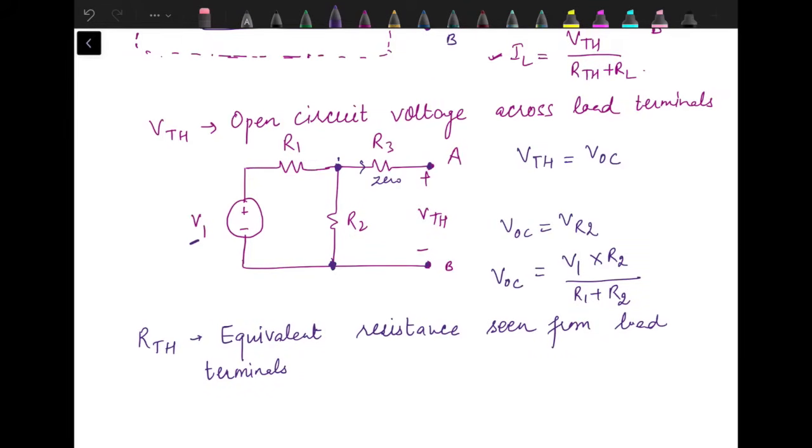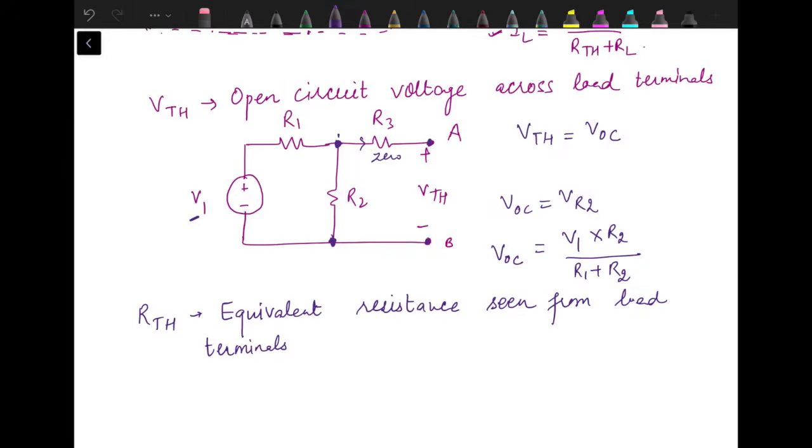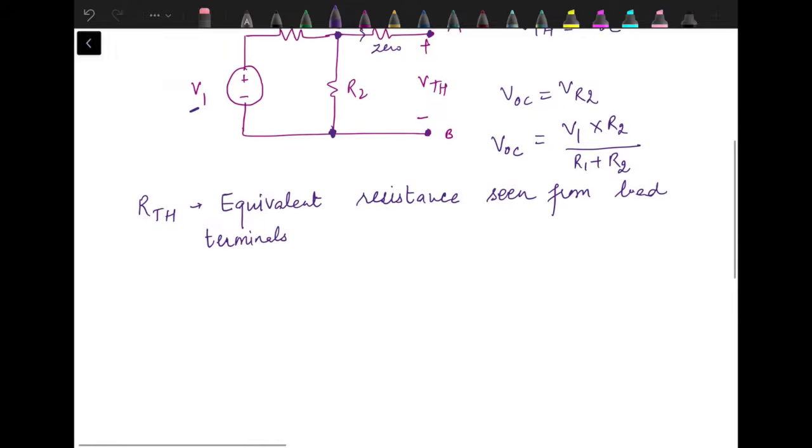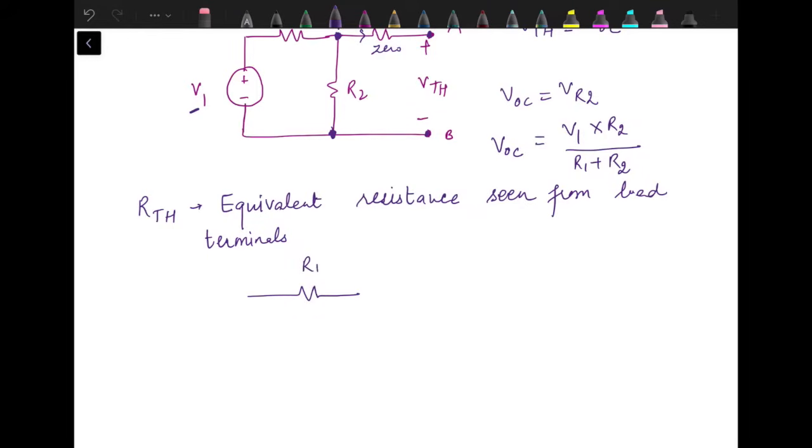Equivalent resistance seen from load terminals. So again, we need to remove the load resistance. So we have resistances R1, R2, R3, and RL should be removed from the circuit, and we have a voltage source over here.